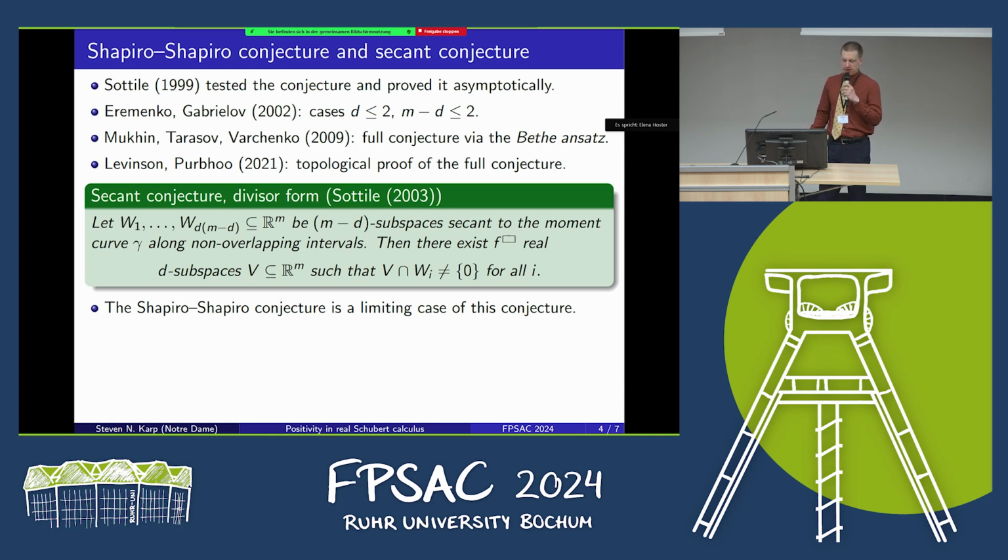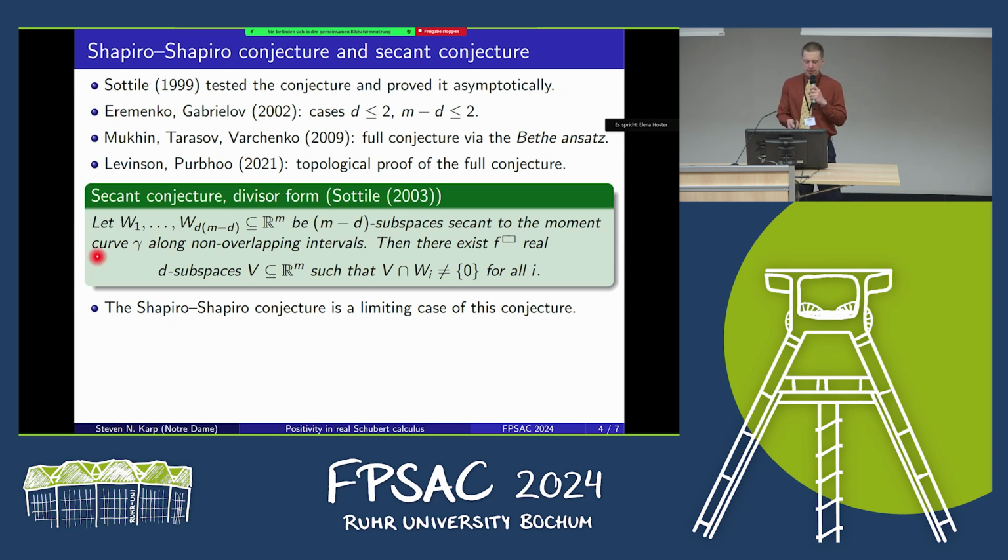And it's very similar, the setup is similar to the Shapiro conjecture. We still have this moment curve gamma. The difference is that before, these w sub i's were osculating subspaces to gamma, and now they're secant subspaces to gamma. So to get a secant subspace, what we do is choose m minus d points along gamma and take the subspace spanned by those points.